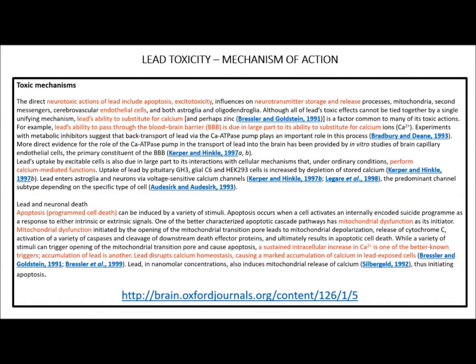So, toxic mechanism of action of lead. I won't go into detail on here. The bottom line is you have mitochondrial dysfunction, you have DNA damage, DNA disrepair, oxidative stress, excitotoxicity, ATP depletion, which leads to apoptosis. So you have pretty much the identical injury mechanism of action of the secondary effect of traumatic brain injury.